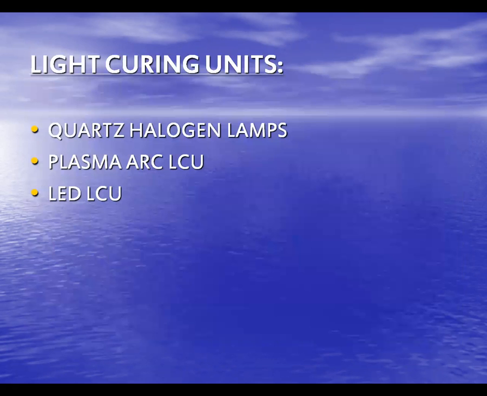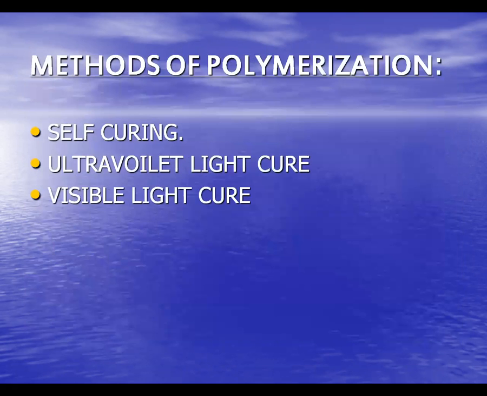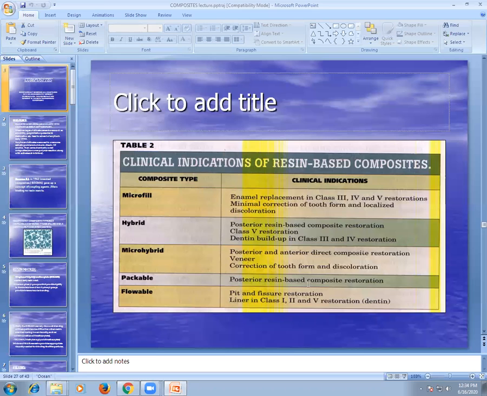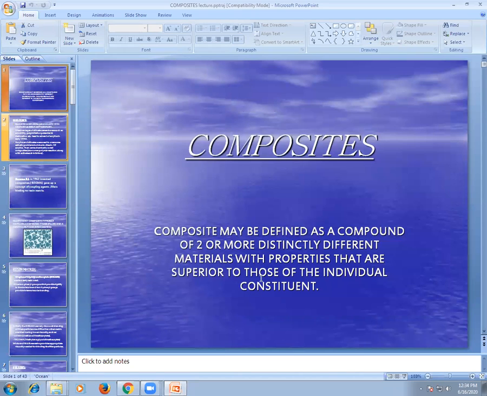We'll just revise it in a quick session so that you can understand it better. So we'll just see the index. Basically, composite is nothing but a compound of two or more distinctly different materials with properties that are superior to those of the individual constituents. And this is the definition.